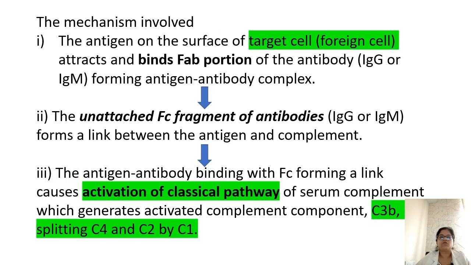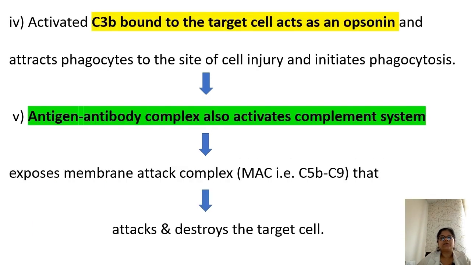So the mechanism involved is that on the surface of the target cell, the foreign antigen gets attracted and binds to the Fab portion of the antibody, that is IgG or IgM, forming the antigen antibody complex. Whatever is the unattached portion, the Fc, will form a link between the antigen as well as the complement system. So the antigen antibody binding with the Fc forming a link causes activation of the complement system's classical pathway, thereby releasing activated complement components like C3b, splitting C3 into C3a and C3b, and C4 and C2 by C1. So activated C3b will bind to the target cells and act as an opsonin.